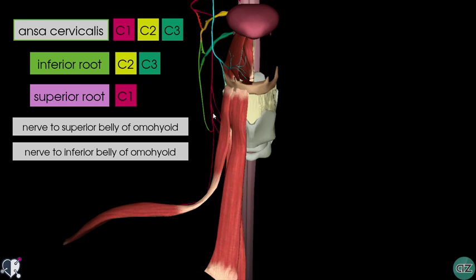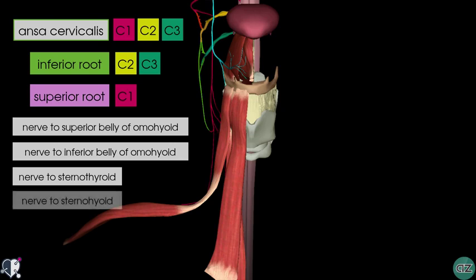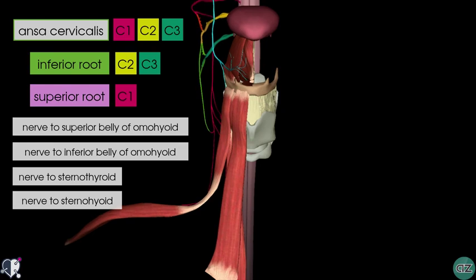The second branch down is the nerve to the sternothyroid muscle, so this innervates the muscle that's hidden behind the sternohyoid, and then the one below that then innervates the sternohyoid muscle. These muscles, which are located below the hyoid bone, are known as the infrahyoids, and they act to depress the hyoid bone, which is important in swallowing and in speech.